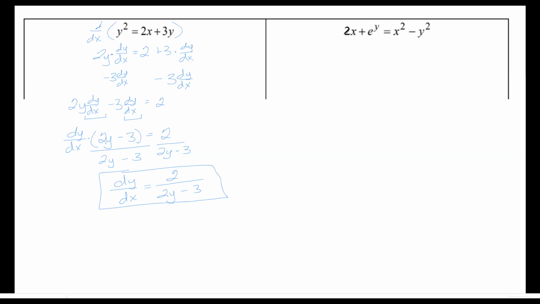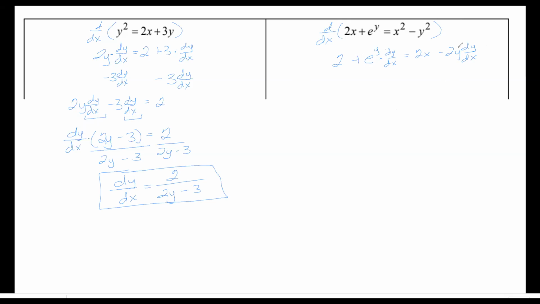Let's try this one. We're taking the derivative with respect to x. So we get 2 plus e to the y, because the derivative of e to the y is e to the y. But since this y doesn't match that x, I need to multiply by dy/dx, equals 2x subtract 2y dy/dx.